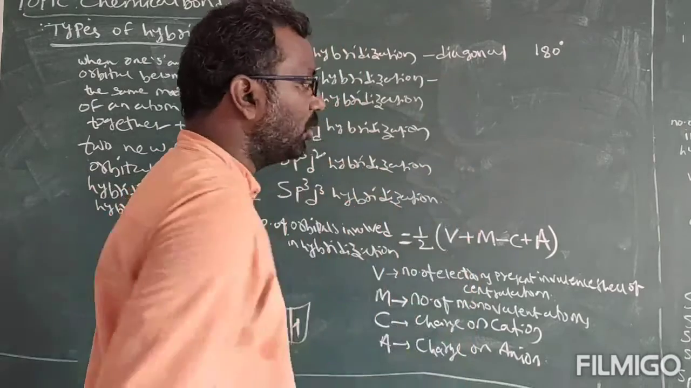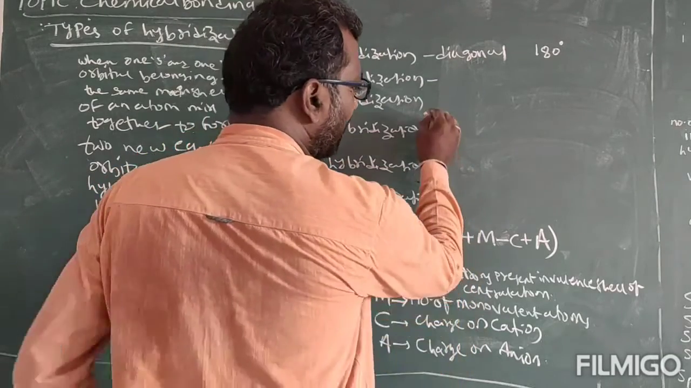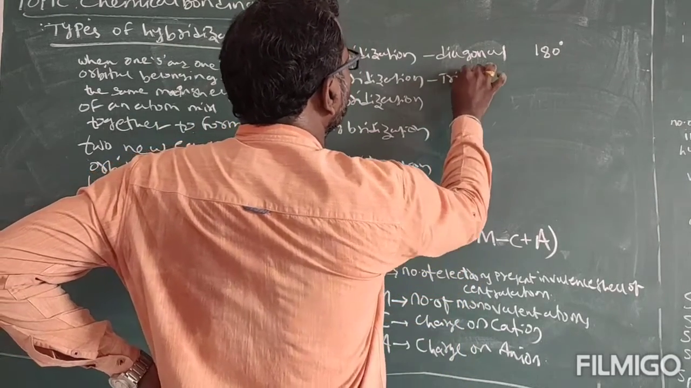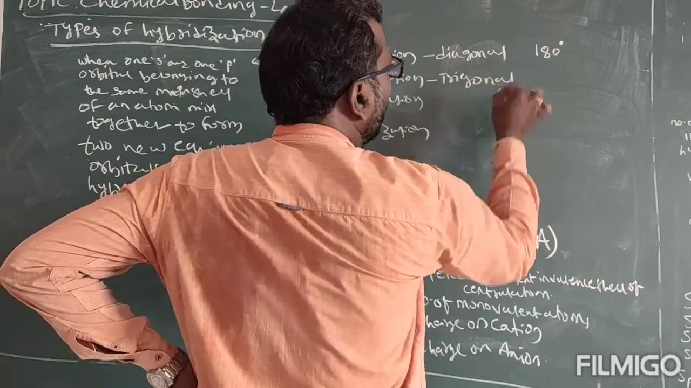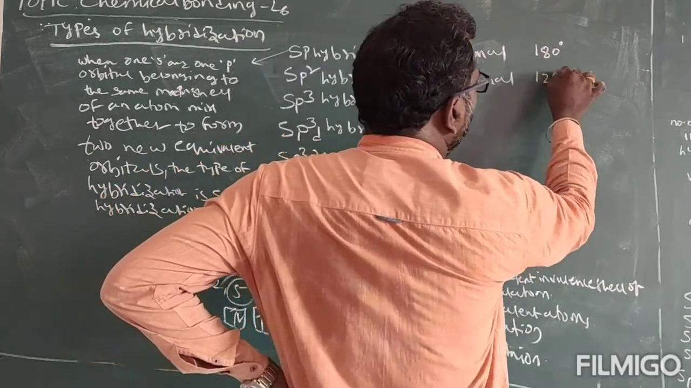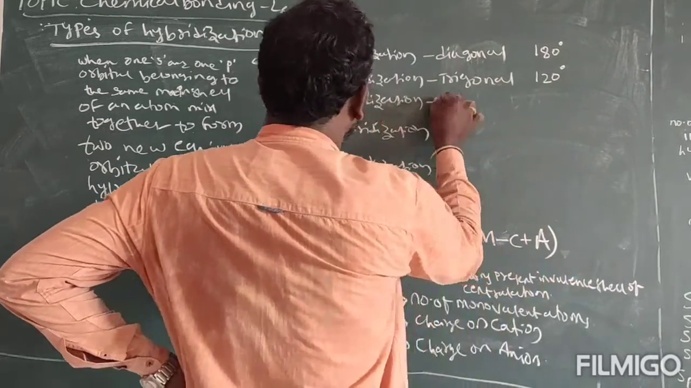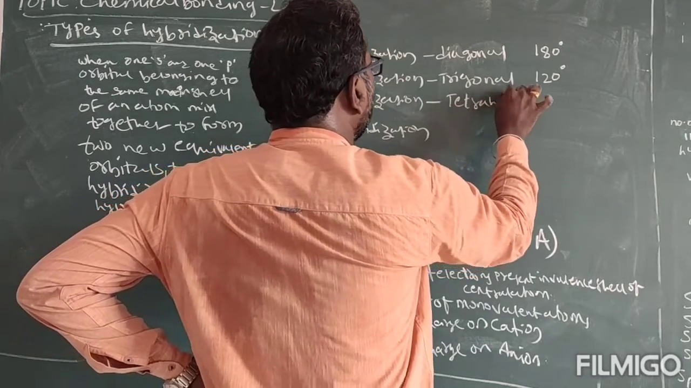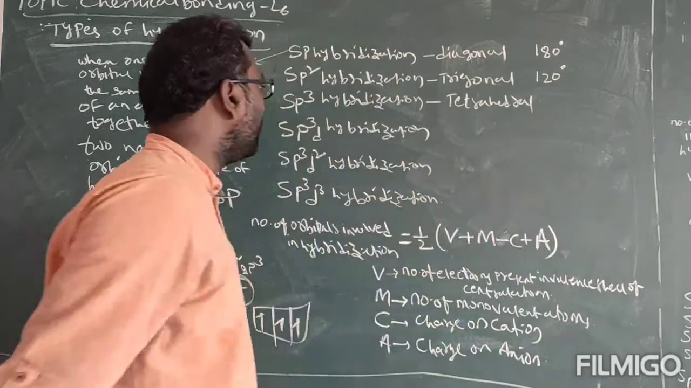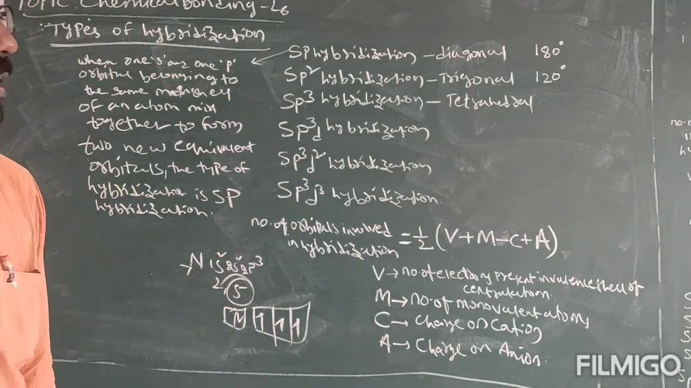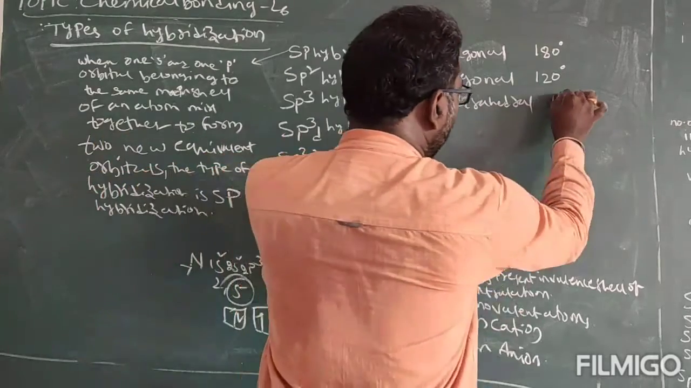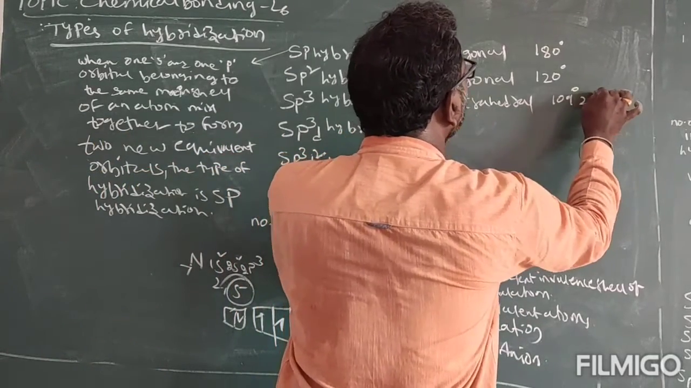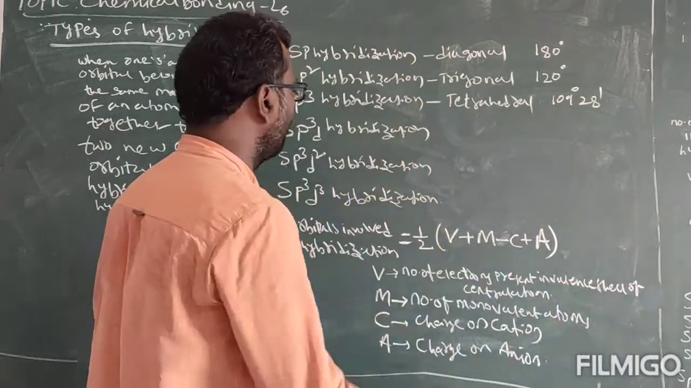And in sp2 the shape is trigonal shape, and the angle is 120 degrees. And sp3 is tetrahedral shape. The shape of the molecule which undergoes sp3 is tetrahedral and its angle will be 109 degrees 28 minutes.